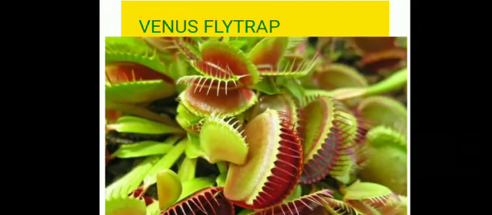Next is Venus flytrap. This plant also traps insects. They have jaw-like leaves, as you can see clearly in the picture. When the insect sits on the leaves, the leaf gets closed and traps the insect. The insect is digested by the digestive juices present in the leaves.